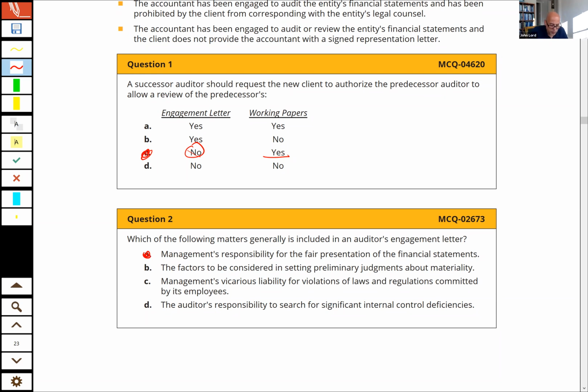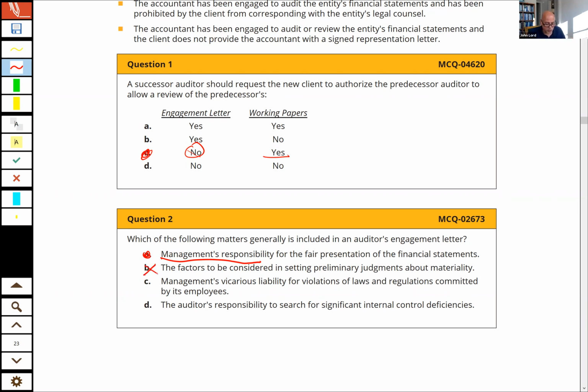Which of the following matters is generally included in an auditor's engagement letter? Management responsibility. We have a whole section on management's responsibility, so I'm looking at A thinking that's got a good shot. But let's look at the others. The factors to be considered in setting preliminary judgments about materiality. Where did we say anything of that nature? You will set preliminary judgments about materiality, but we're not putting that in the engagement letter. What do we want to bore management with that for? That's something we will consider and make a decision about, but we're not going to put it in the contract with management at the beginning of the engagement.